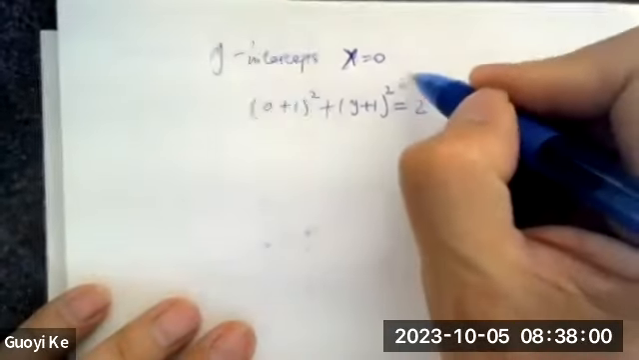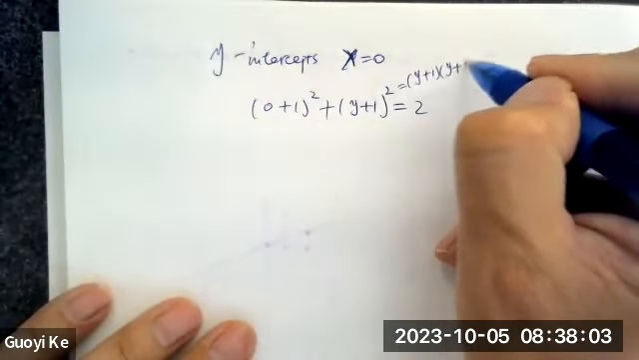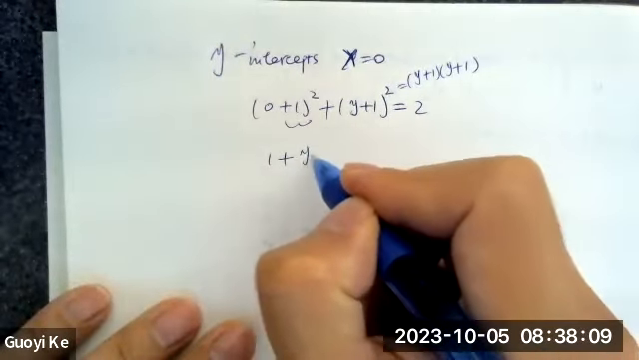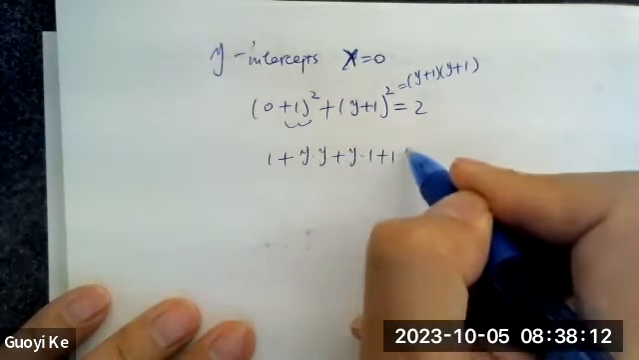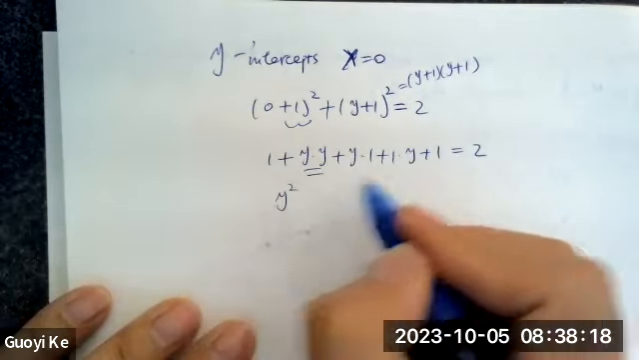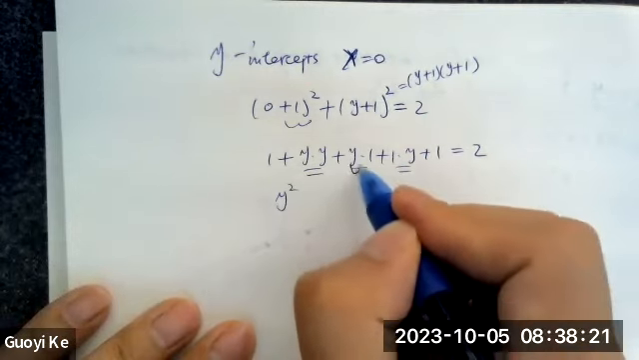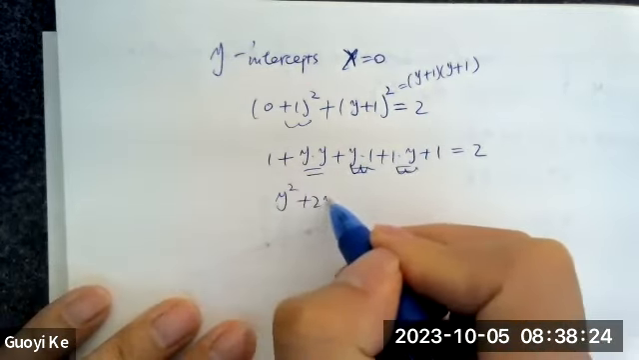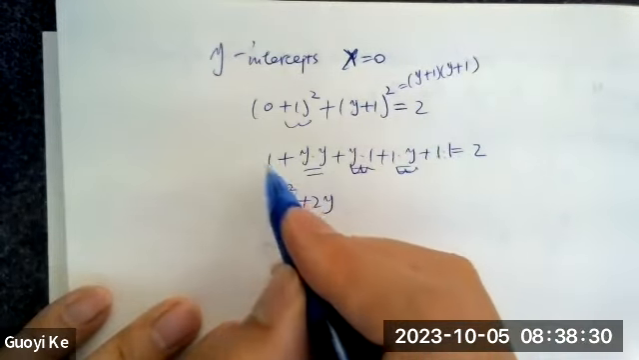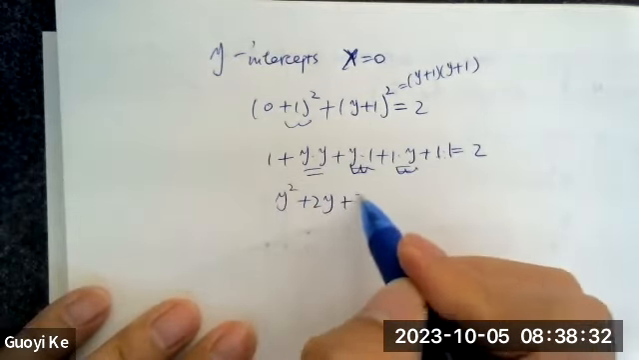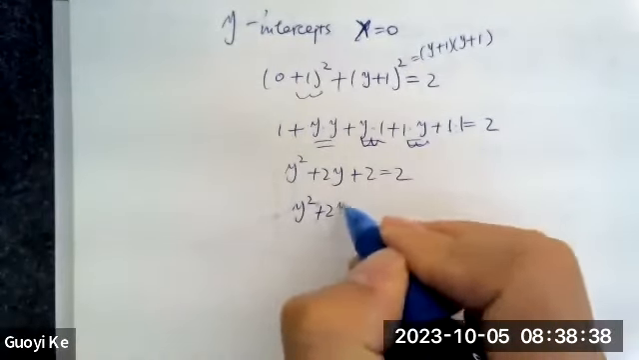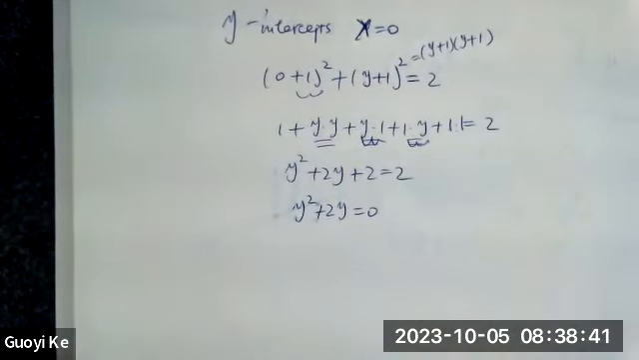Well, very similar to what we did before. Here's y plus 1 times y plus 1, and this is 1. Distribution. Now y times y is y squared. y times 1 is y, 1y, 2y. Here's a 1 times 1, 1 times 1 is 1. 1 plus 1 is 2. Right? So basically, it's very similar. We're going to subtract the 2 from both sides. You will get this, right?